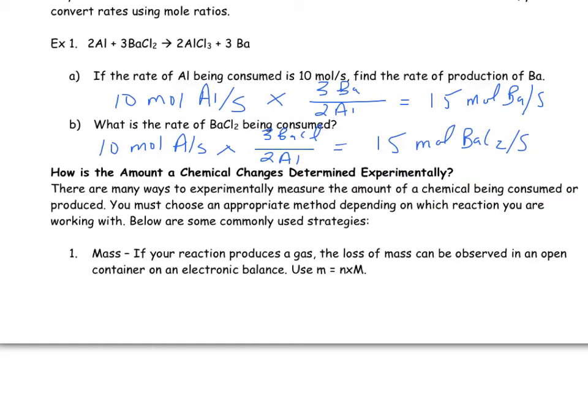Method number 1, tracking the mass. If your reaction produces a gas, the loss of mass can be observed in an open container on an electronic balance. You need an electronic balance to do this. You can't use a triple beam because by the time you measure what mass you have, it's already changed because you've lost more gas. You take the change in mass over a period of time and calculate the moles of gas made by using the equation mass equals moles times molar mass.